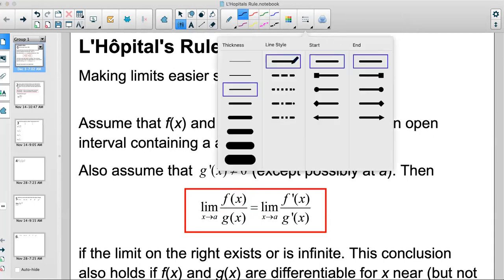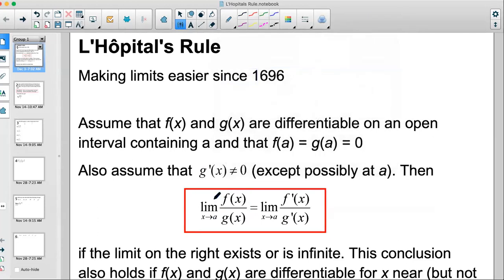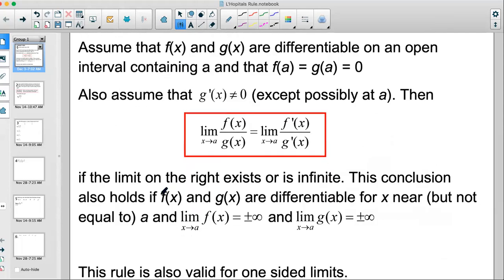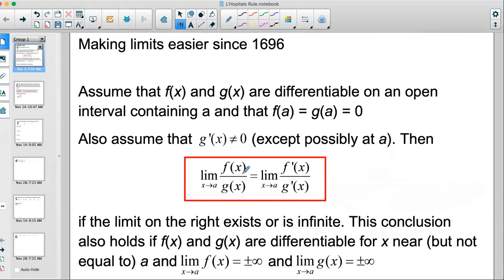And it works like this. If you have one of those limits and you plug in the a and you get 0 over 0, then you can take the derivative of the top and the derivative of the bottom and then try the limit again. L'Hopital claims that this limit is equal to that one, and he is correct. If you plug in the number and you get 0 over 0, we call that an indeterminate form, and when the limit is in one of those indeterminate forms, you can use this rule.